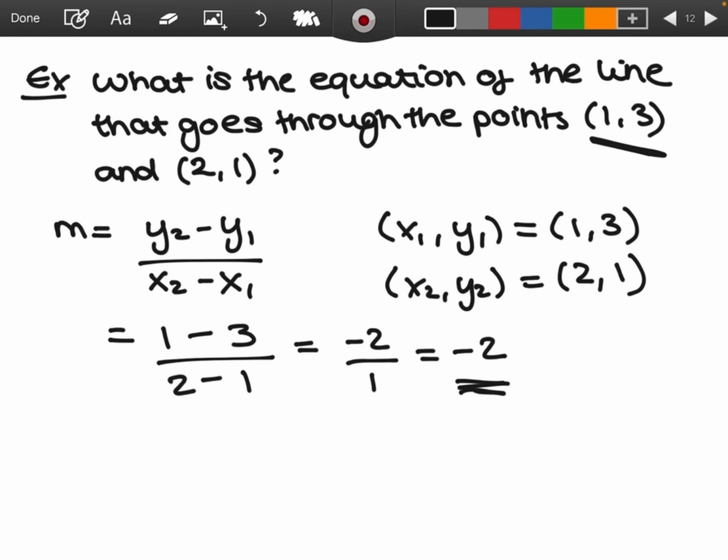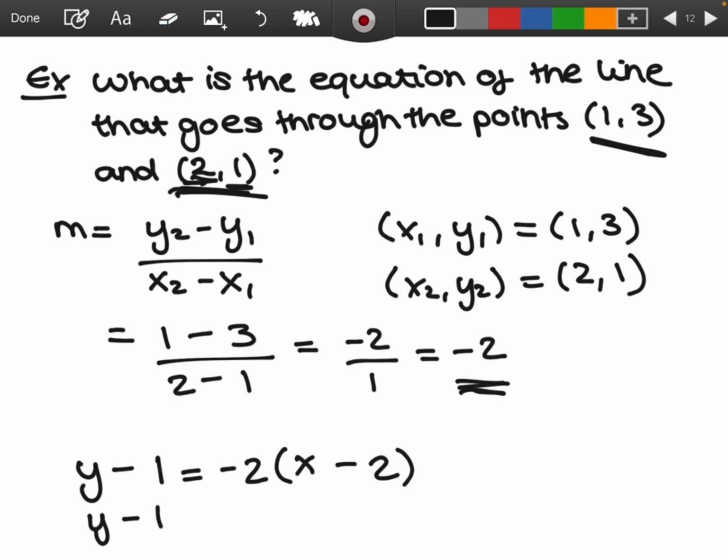To prove that you actually end up with the same equation regardless of which point on the line you use, I'm actually going to use this point and plug that into my point slope equation of the line in order to show you that we end up with that same equation. So I'm going to say I've got y minus my y coordinate, which here is 1, is equal to my slope x minus my x coordinate, which is 2.